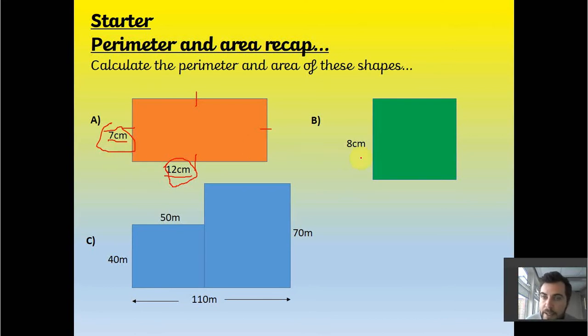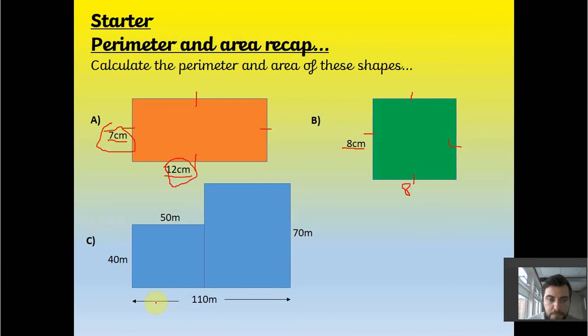Remember, B is a square, so the sides are equal. So you're simply squaring this number, or you're multiplying this number by the same number, because each side would be 8 centimeters. So you're doing 8 times 8. That will give you your area. And again, perimeter, all the sides of a square are equal, they're the same length, so you can add them all up, or multiply it by 4.